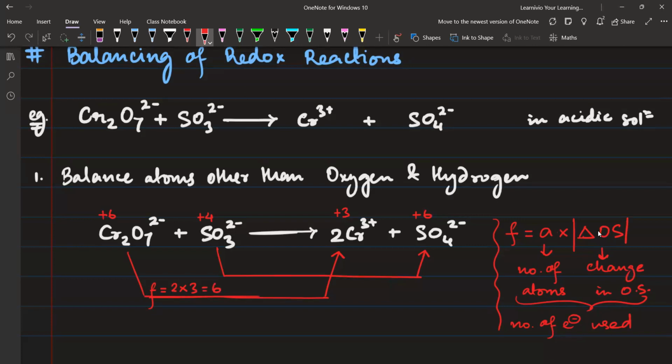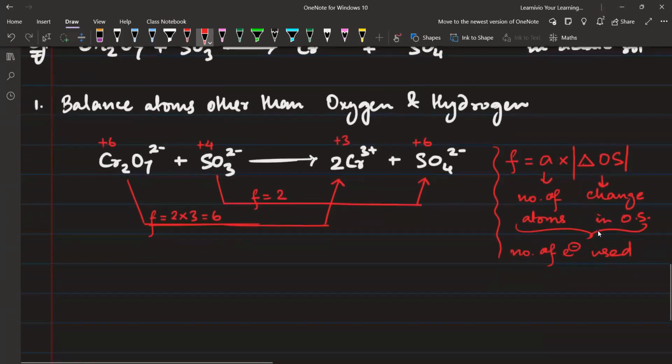6. Now, if I calculate the F for sulfur, the F will be equal to sulfur here also 1 and here also 1 है ना, तो 1 ही है हमारे पास. The change in oxidation state, so 1 into 2 will be equal to what? 2. Once you have got the F, that means you have got the number of electrons used. You have to balance the electrons. You can balance the atoms other than oxygen.